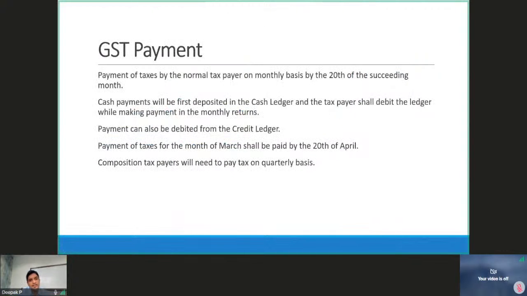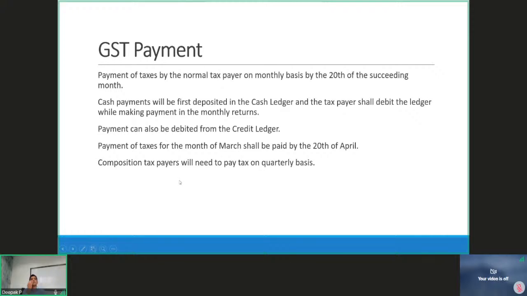GST payment of taxes by the normal taxpayer is on a monthly basis by the 20th. Cash payments will first be deposited in the cash ledger, and the taxpayer shall debit the ledger while making payment in the monthly returns, right? Payment can also be debited from the credit ledger. Yes, we'll come back to this. Payment of taxes for the month of March will be by 20th April; the 20th of the subsequent month is the date.